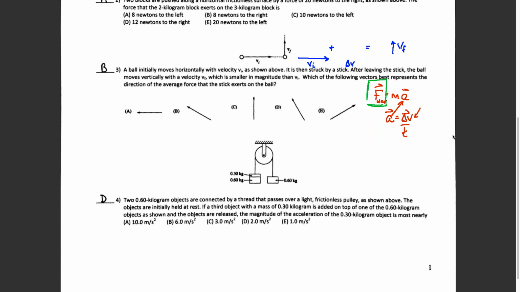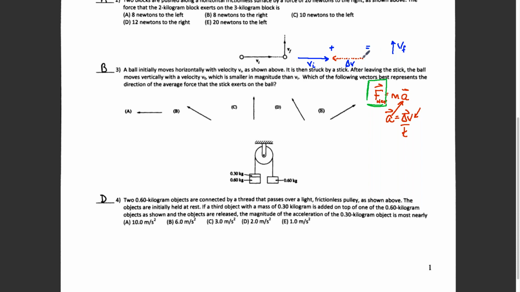Well, one way of thinking about it is my initial velocity is horizontal. I got to get rid of all of that horizontal. So whatever the change in velocity is, it's going to have to be a leftward velocity. The x component of that velocity is going to have to be leftward so that it cancels out the initial rightward velocity and leaves me with no horizontal velocity.